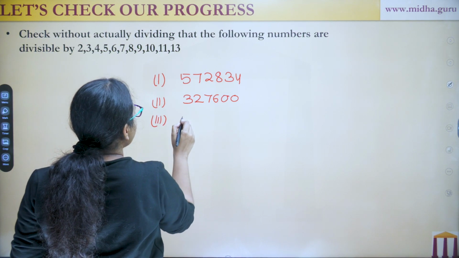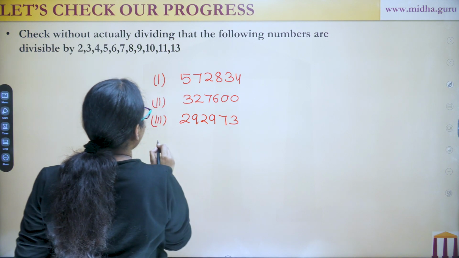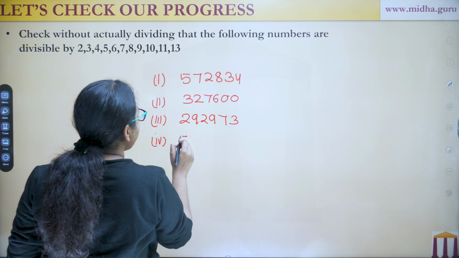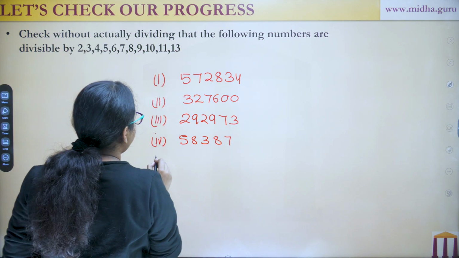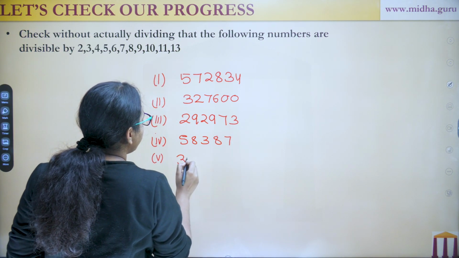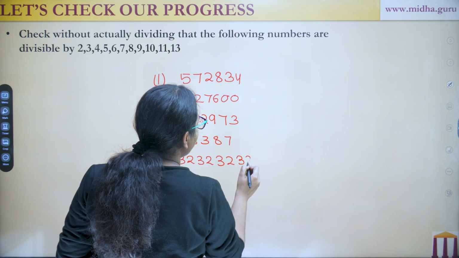Third number is 2, 9, 2, 9, 7, 3. Fourth number is 5, 8, 3, 8, 7. And the fifth number is 3, 2, 3, 2, 3, 2, 3, 2.